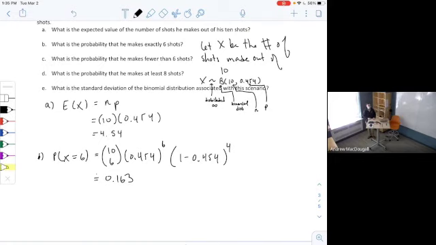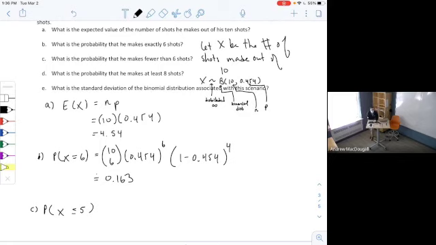Now here's where it gets even spicier. Okay, we're going to do part C. What they're asking for in part C is what's the probability that he makes fewer than 6 shots? So that means I can make up to 5 shots. I could make 0. Steph Curry could make 1, 2, 3, 4, or 5. All right? So how would I do that?